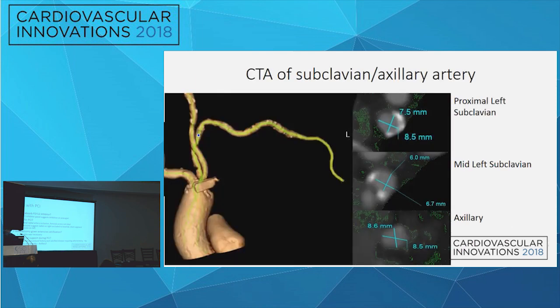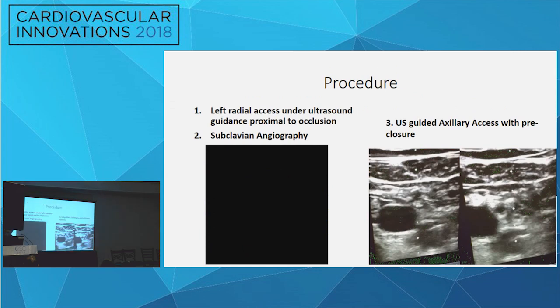So I did a CT scan of his subclavians, and this is a reconstruction of his left axillary. You can see the measurements all measure pretty big, ranging from 6 millimeters in the mid-subclavian out to 8.5 in his axillary, which we often see. So I decided at that time, after talking to him for a while and trying to dissuade him a little bit, that we'd go ahead and try this from the left radial.